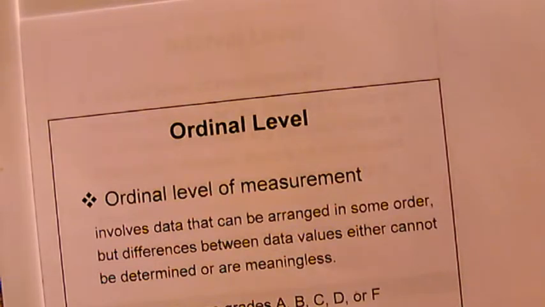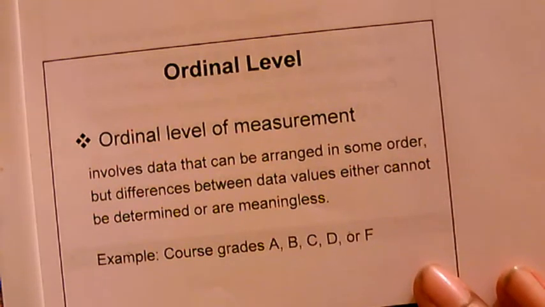The second type is the ordinal level. This involves data that can be arranged in some order, but the differences between data values either cannot be determined or are meaningless, like course grades A, B, C, D, and F. Those can be put in order, but here we can't come up with differences between an A and a D. And if we could, it would be meaningless.